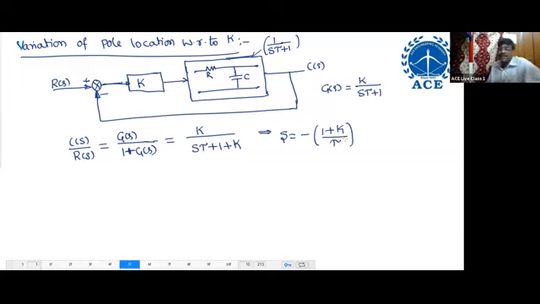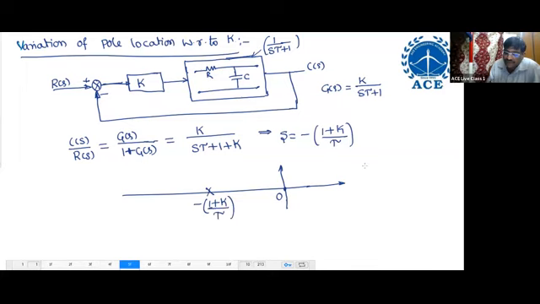Now I don't change any value of tau. I change just the K value so that I can place the pole at any location. So the pole location is minus of 1 plus K by tau. What is the range of K? Generally, the range of K is minus infinity to plus infinity.